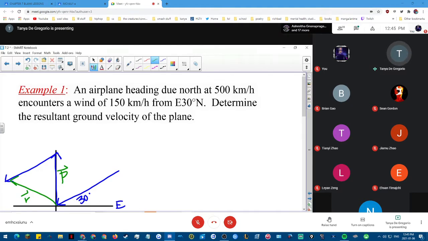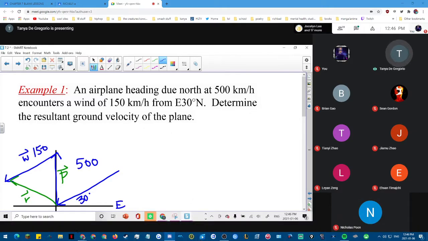I need to solve for the magnitude of my resultant vector. We know the values of P and of the wind, 150 kilometers per hour. Beautiful. There we go. So I have two magnitudes right there. I have 150 and 500. Am I ready to solve for the resultant? Do I have enough information? No, it's not a right angle triangle. So I don't have enough information, but I can get more information.